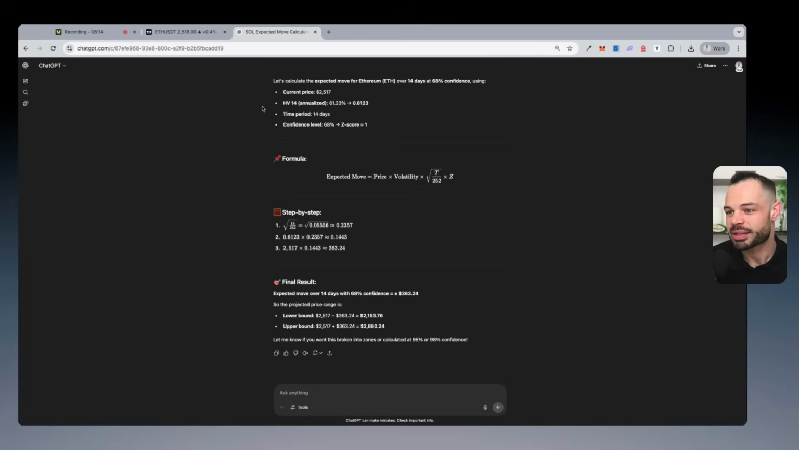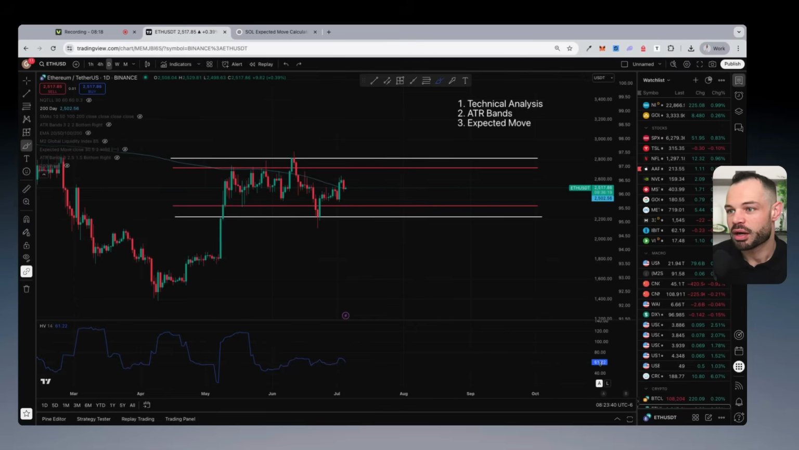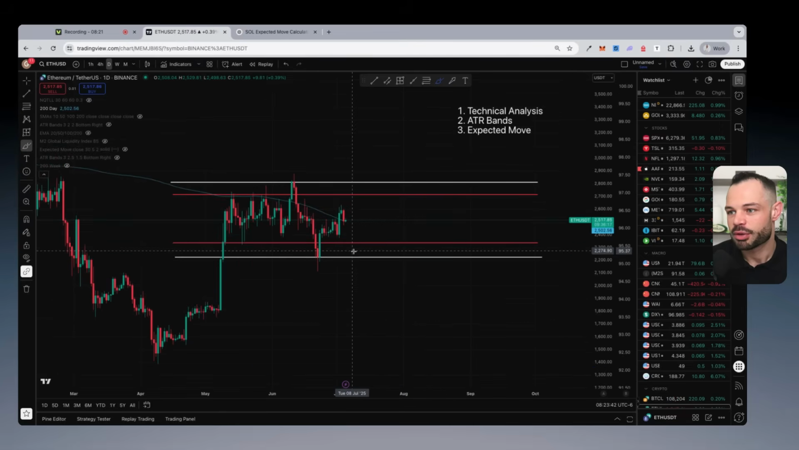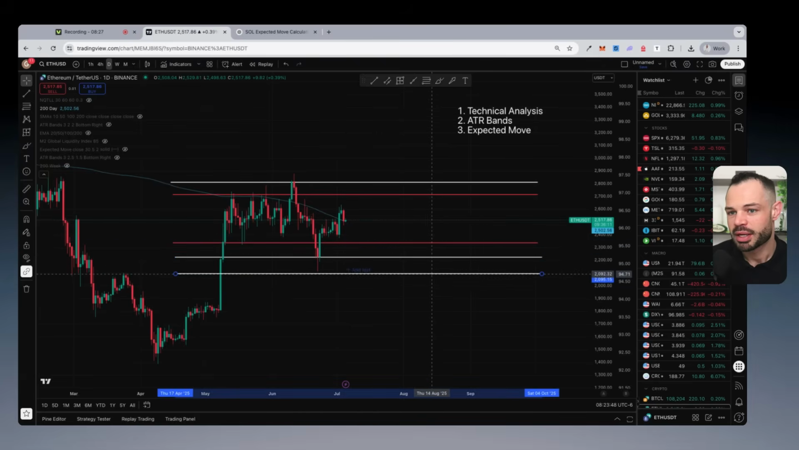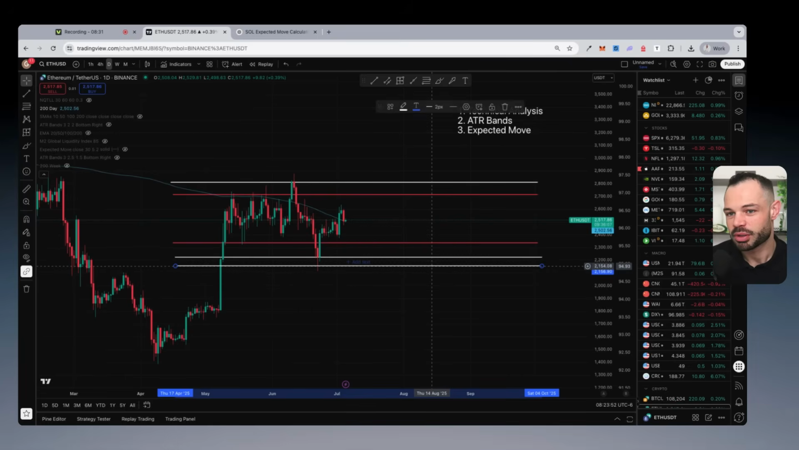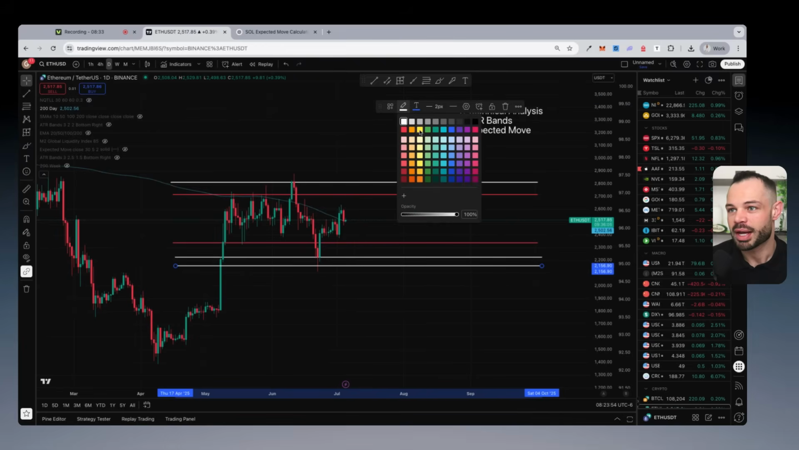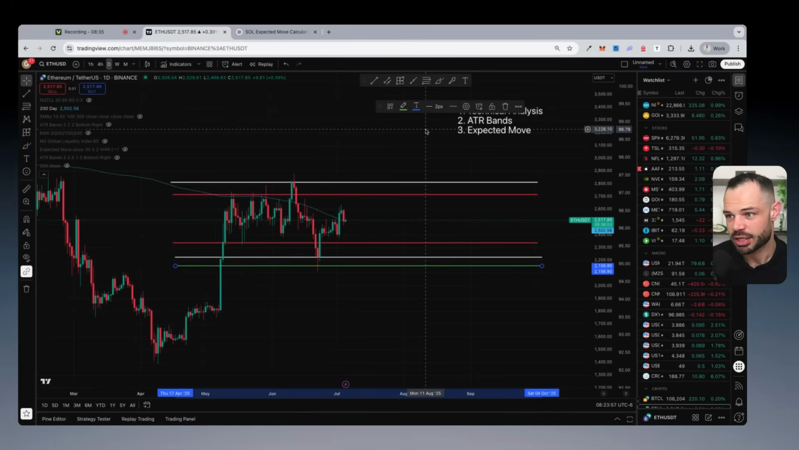Okay, if we go back to the chart, we're going to mark those levels in. 21.53 on the lower end. I'm going to remove this here for the moment. We've got 21.53 on the bottom side. I'm going to plug that in here on the chart. Again, we're going to use a different color to represent the actual line here so we can distinguish. Let's use a green line for the expected move calculation.